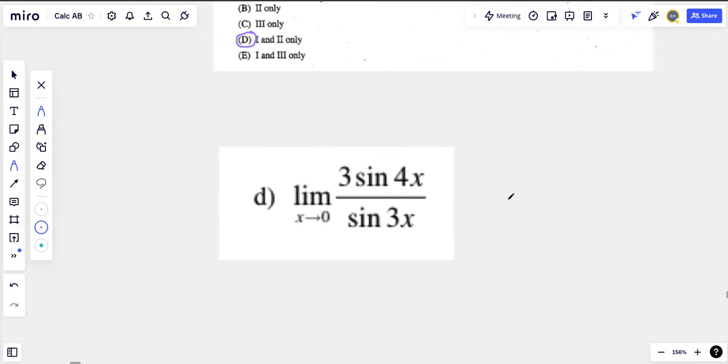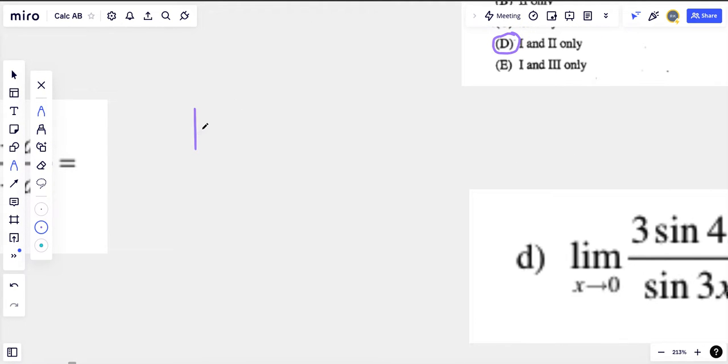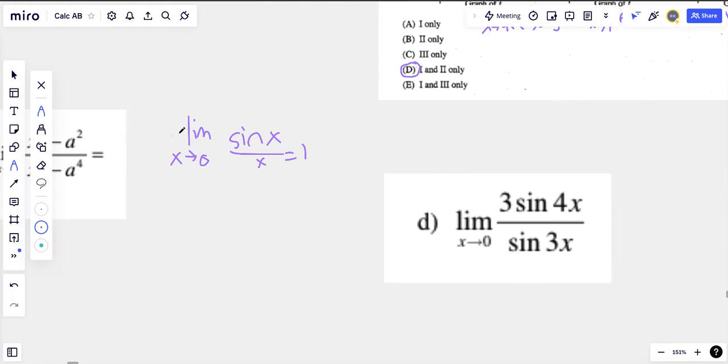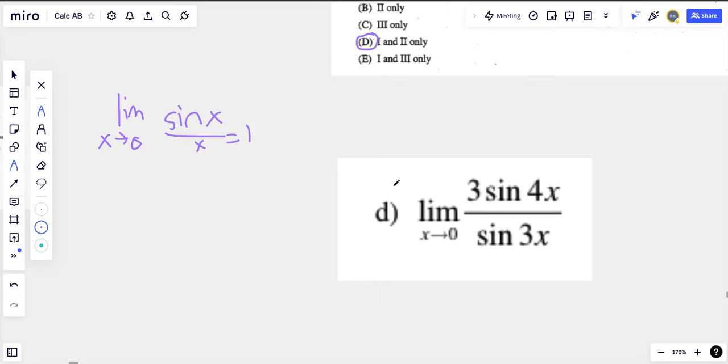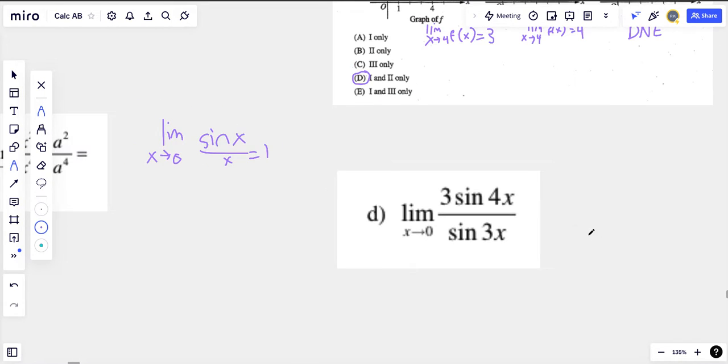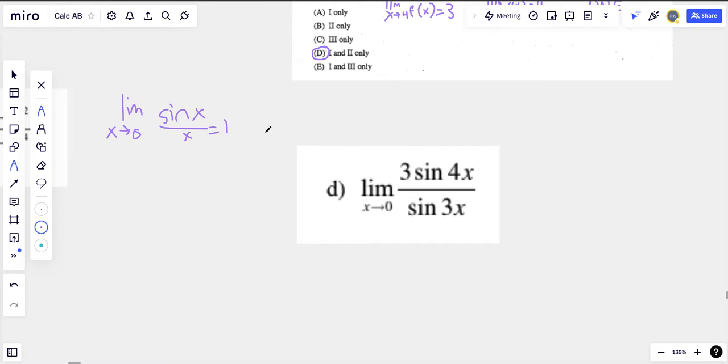So for this one, this is a trig limit. You have to make use of the identity. This is what you always should do when you see limit as x goes to 0 in sine. It's very handy to use this. So now let's see what we can do here.